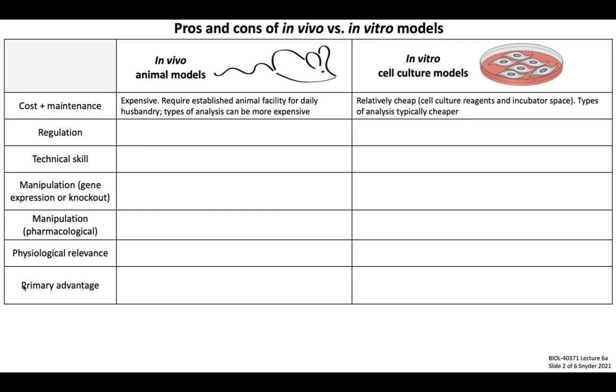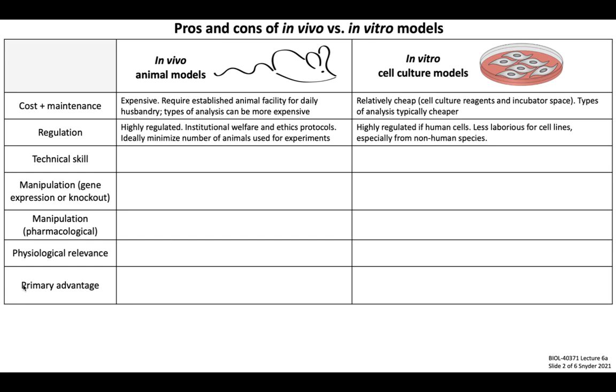Cells, on the other hand, are relatively cheap, since all you need are cell culture reagents and incubator space. At least this is cheaper for basic types of cells, though obviously there are some special types of cells that require expensive media formulations. The types of analysis that are typically performed on in vitro cell cultures also tends to be less expensive compared to mice, though again, this is a generalization, and things like transcriptional sequencing of cultured cells are obviously quite expensive.